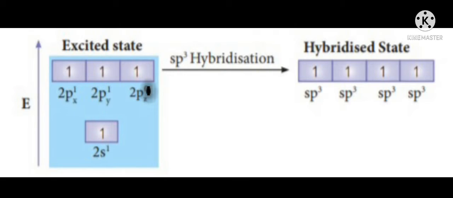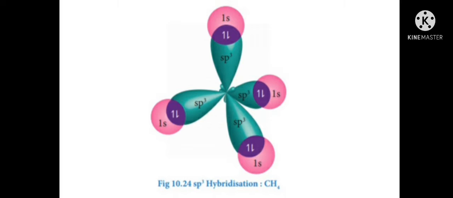In carbon, one 2s orbital and three 2p orbitals hybridize to form 4 equivalent sp3 hybridized orbitals. Each sp3 hybridized orbital contains 1 electron. The angle between any two sp3 hybridized orbitals is 109 degrees 28 minutes. Here we are having 4 hydrogen atoms. Each hydrogen atom with 1s1 electronic configuration.